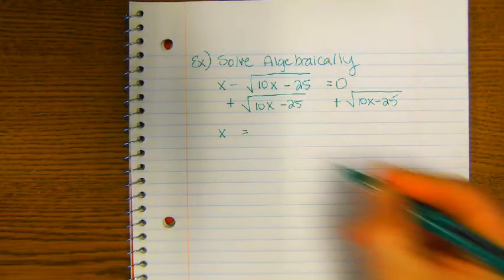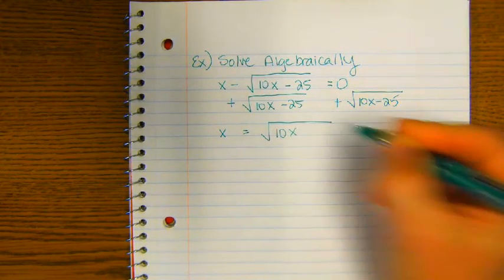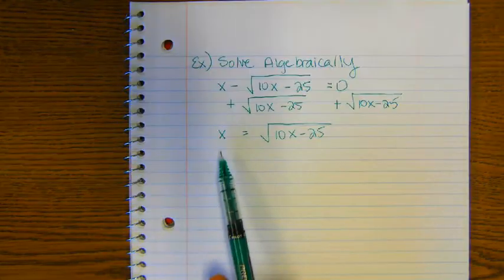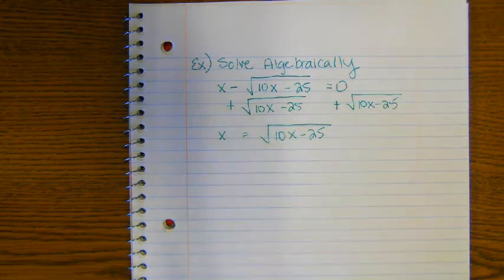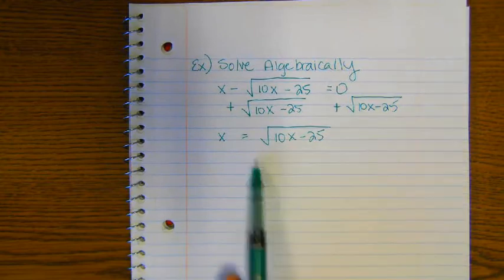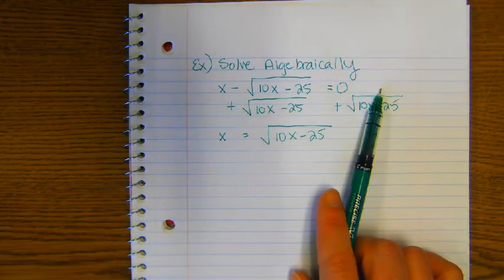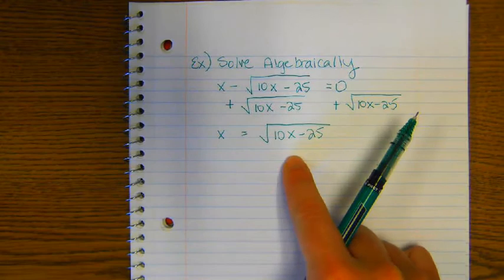And over here, then I have the square root of 10x minus 25. And you might see some other things. Maybe you'll see like x plus 2, or that's fine as long as the square root is isolated. Okay. Your other option is if you wanted to move the x from both sides, you could, and then divide by -1. That's fine.